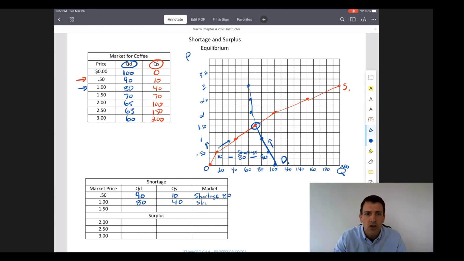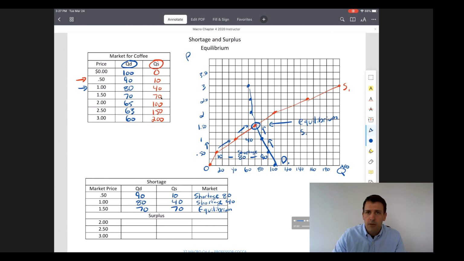Well, $1 is still pretty cheap, so I have 80 customers sitting there, and now I have 40 cups of coffee sitting on my table. Well, I still have a shortage, so I still have 40 as a shortage. I have 40 customers that didn't get the cups of coffee. So the next day, I increased my price up to $1.50. At $1.50, of these 80 customers, there's 10 customers that say, the heck with you, Professor Coca, I'm not paying that extra 50 cents. But 70 students are still willing to buy it.